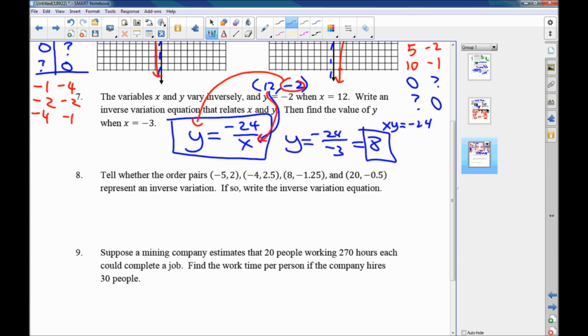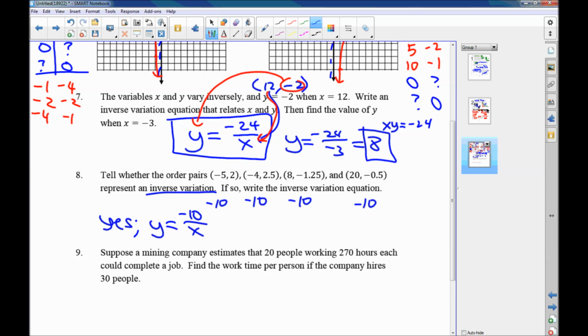All right. Number 8, tell whether the ordered pairs -5, 2; -4, 2.5; 8, -1.25; 20, -5 are a direct variation. Okay, do they represent inverse variation actually? The way we do this is we just multiply each pair. So the first pair multiplies to -10. The second pair multiplies to -10. The third one multiplies to -10, and so does the fourth one. If all the ordered pairs multiply to the same number, just like above, then we know that we have inverse variation. So our first answer is yes. If so, write the inverse variation equation. Our second answer would be, well, that -10 is our constant of variation, so y equals -10 over x.